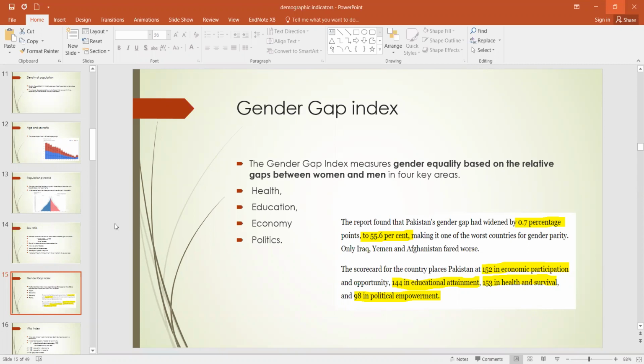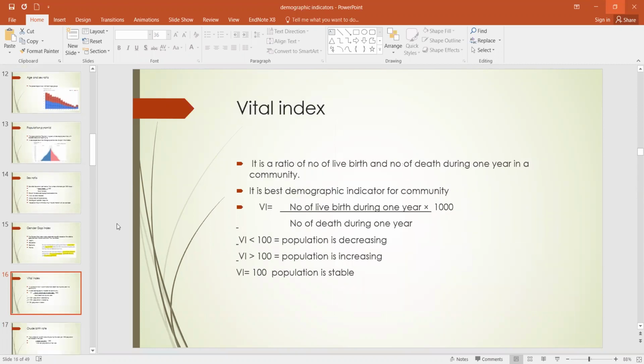So there is a gender gap index present within Pakistan. Now comes the vital index. Vital index is a ratio of the number of live births and number of deaths during 1 year in a community. And vital index is basically the best demographic indicator for the community.